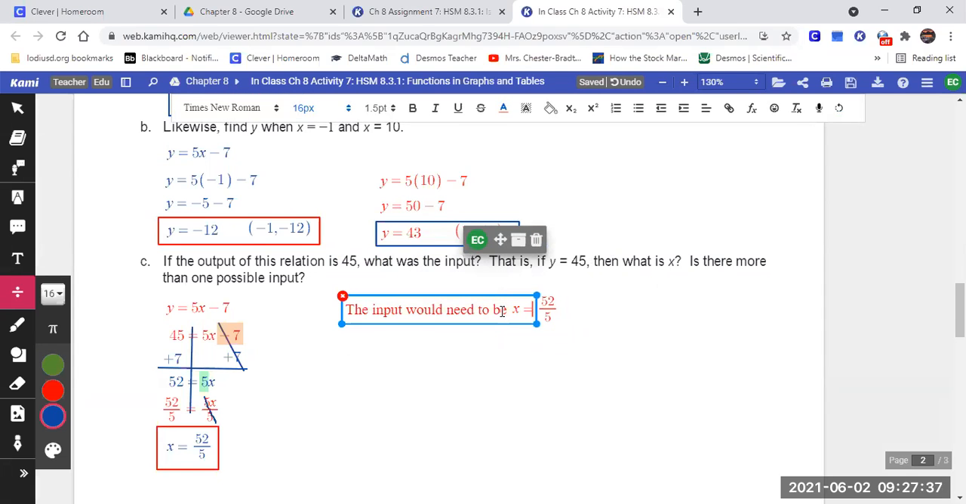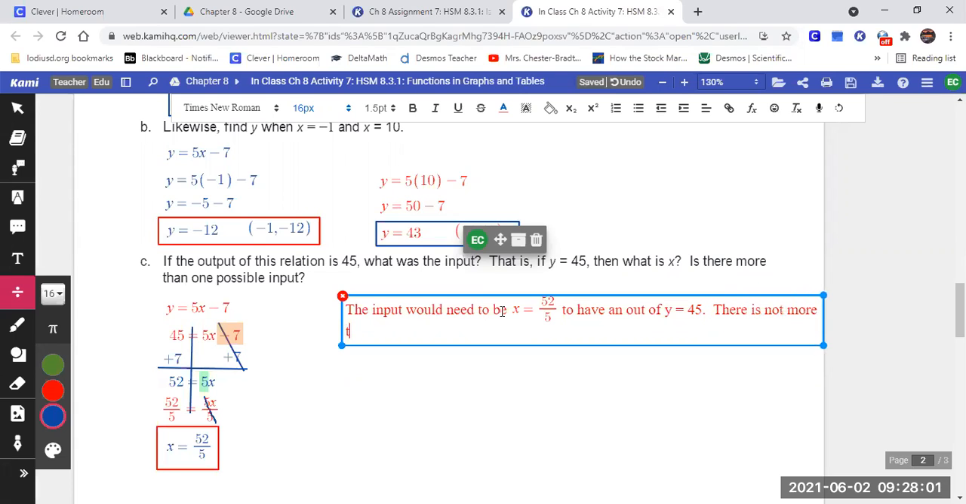To have an output of y equals 45, right? That's what we figured out. And we answer the second part. Is there more than one possible input number for this? No, there is not more than one input for the output.